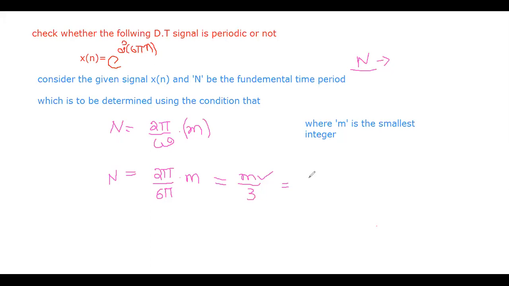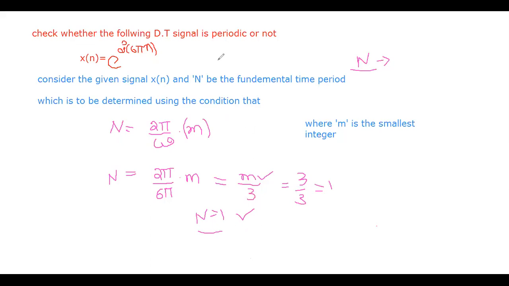M is equal to 2 is also not an integer. If you consider M is equal to 3 here, obviously 3 by 3 is equal to 1, so capital N is equal to 1. That means if you select small m is equal to 3, it makes capital N a positive integer. So in this case, the signal x of n is periodic only if N is equal to 1 second. That means the fundamental time period of capital N is equal to 1 second.